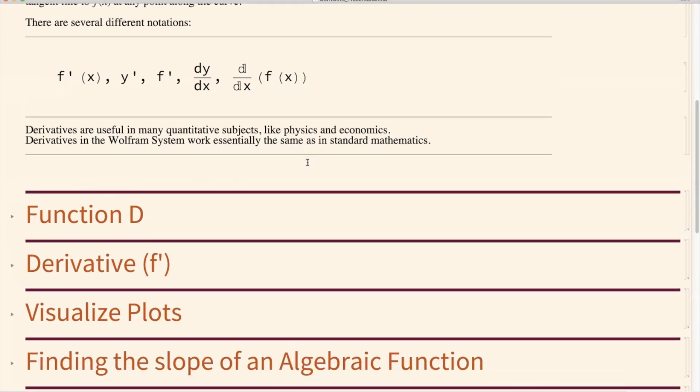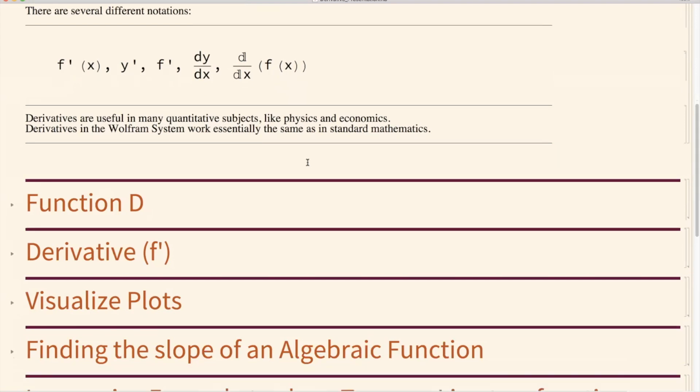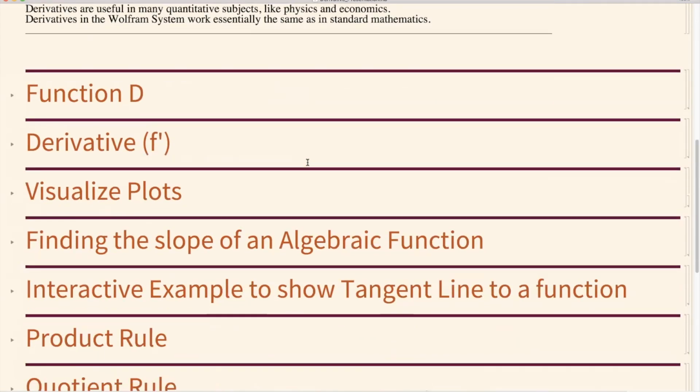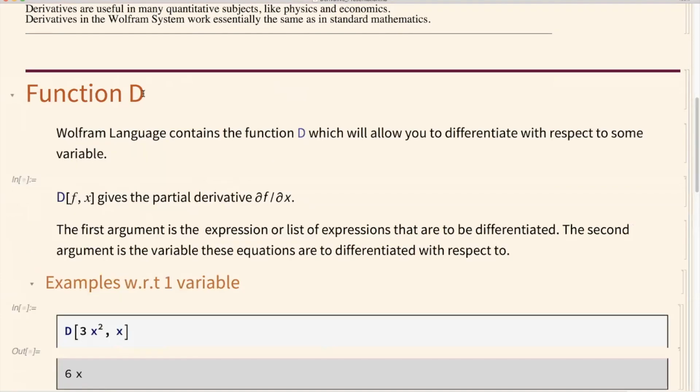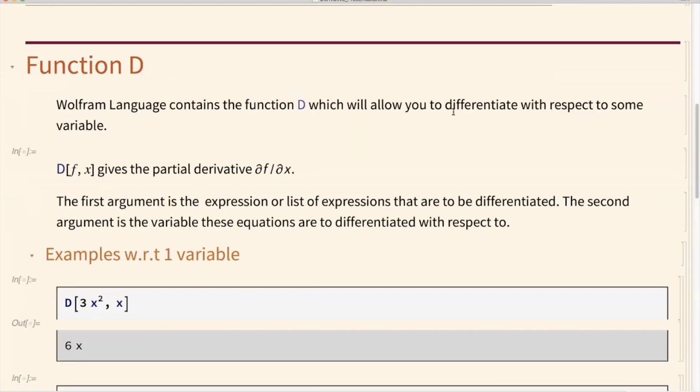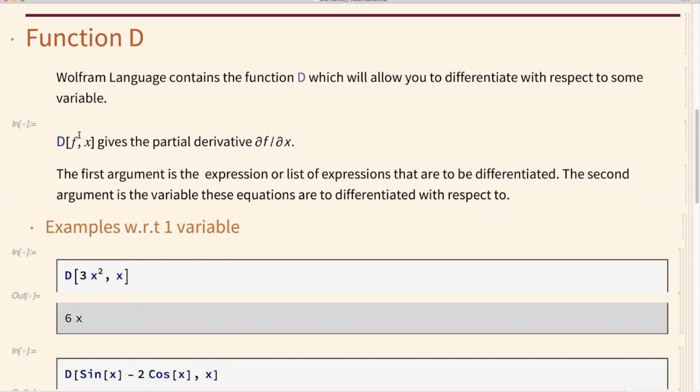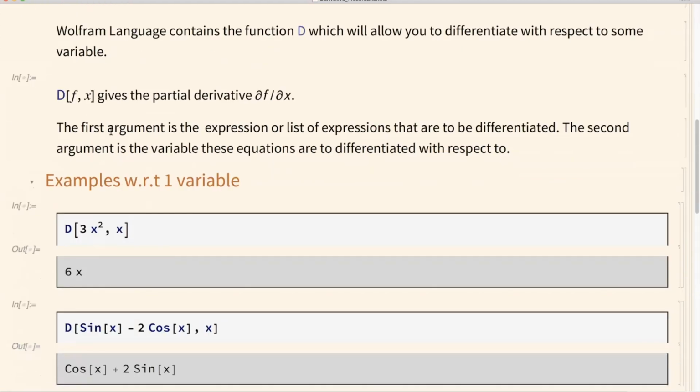So how it works in Wolfram Language is exactly the same as in standard mathematics. In Wolfram Language, we have a function called D, which allows you to differentiate with respect to some variable. This is how you're going to represent the function D. Then there will be square brackets. Then there will be a function f or expression or your trigonometric value or whatever your expression or function is. And then the variable with respect to which you want to take the derivative. So the first argument is the expression or the function, or it can be a list of functions as well, which you need to differentiate.